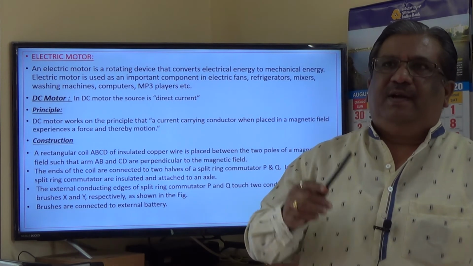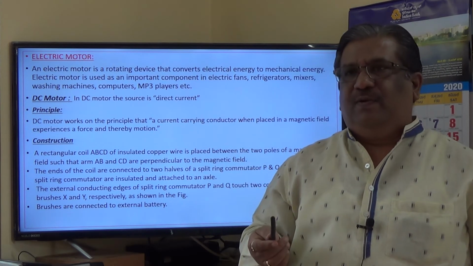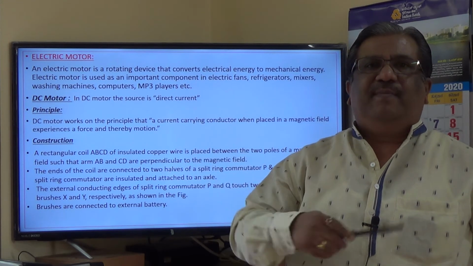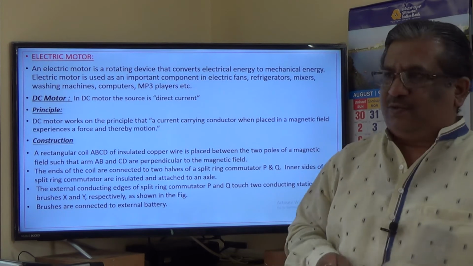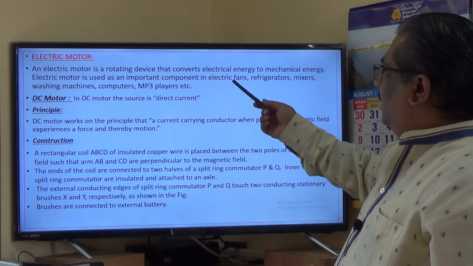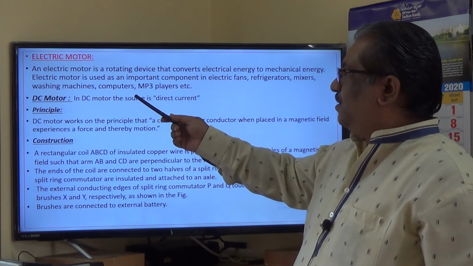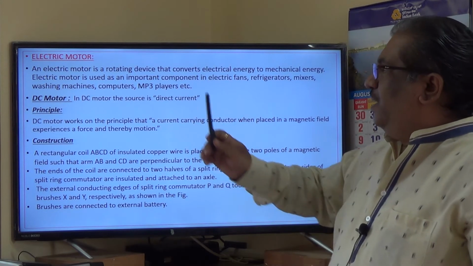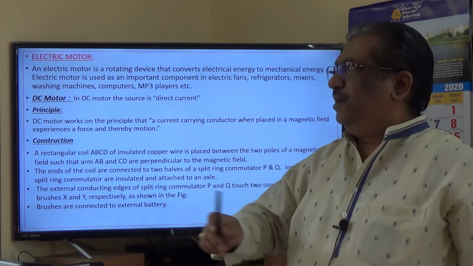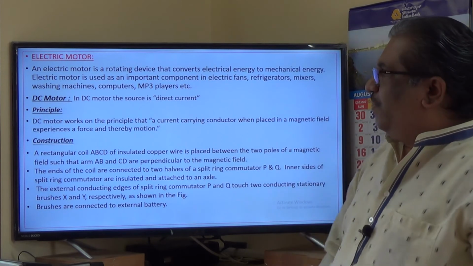When we switch on the fan, we get air, isn't it? So basically electrical energy is getting converted into mechanical energy. Similarly in washing machines also. So what are the applications of electric motors? Where do you use them? Electric fans, refrigerators, mixers, washing machines, computers, MP3 players, etc. Electrical energy is getting converted into mechanical energy, and therefore an electric motor is a rotating device. You should keep it in mind.